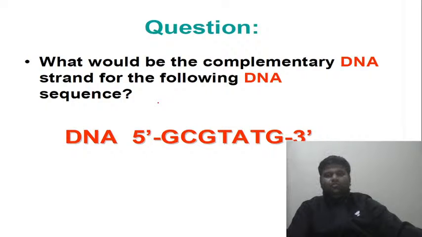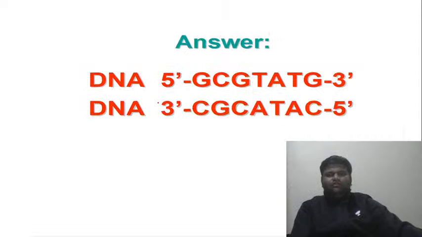So what will be the complementary DNA strand for the following DNA sequence? The answer is this one is the complementary DNA strand. G pairs with C and T pairs with A. So this is the ideal pairing rule that is there.